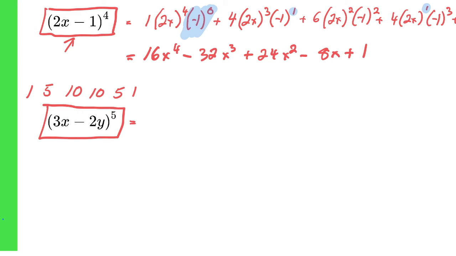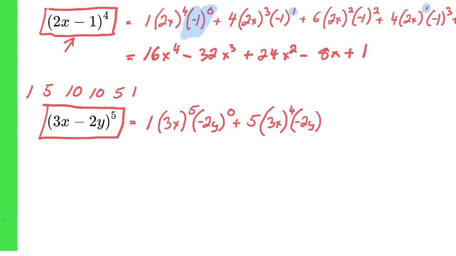So much the same way here, using the coefficients to start. The first term starts with the exponent given, which is 5. The second term starts from 0. And then we just continue on adding the numbers of the 5th row of Pascal's triangle. The first term goes from 5 to 4. The second term goes from 0 to 1.